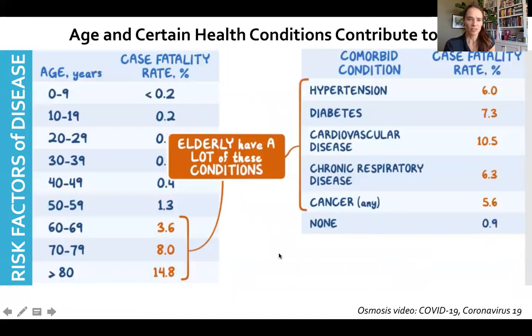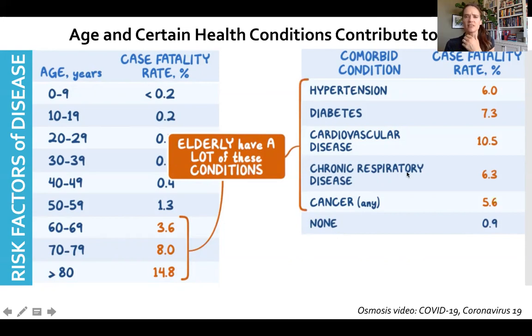Are there certain risk factors that contribute to disease and disease severity? And the answer is yes. What you'll look at here is age can be a contributing factor. Obviously, the younger you are, the less likely you are to become infected or have severe disease. But the older you are, the more severe disease you can have. So 60s and over, they're more likely to become infected, more likely to have severe disease.